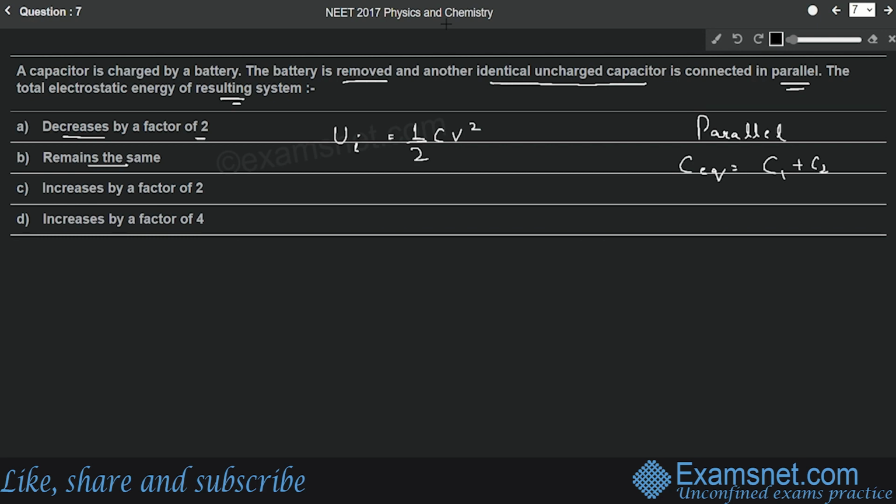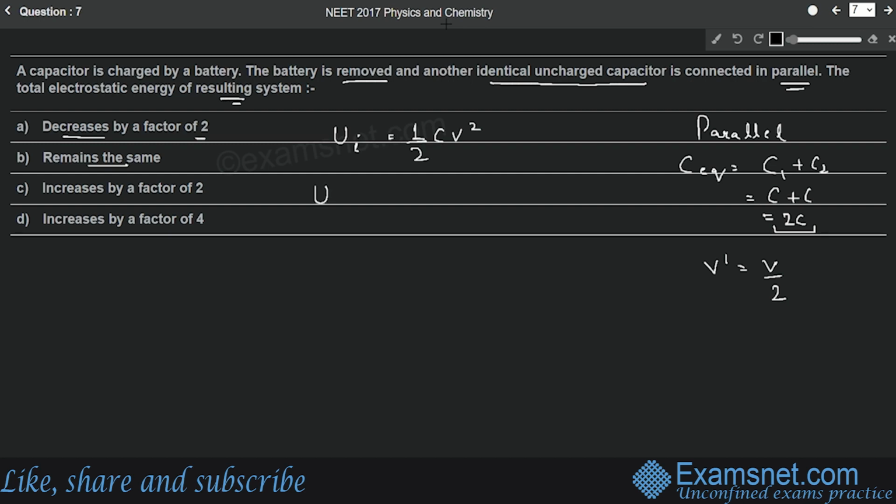Okay, now this is the identical capacitor, that means both are equal. So C plus C, that is 2C. Okay, so the equivalent capacitance of the parallelly combined capacitances will be 2C, right? And what will be the new potential difference? V dash will be halved. Okay, so the new potential difference will be half of the initial potential difference.